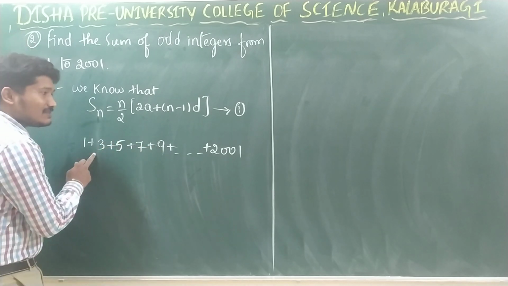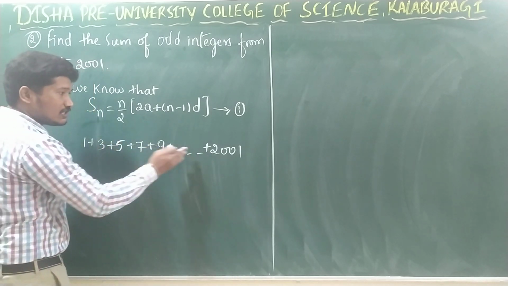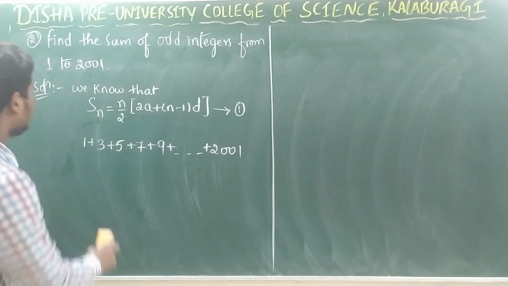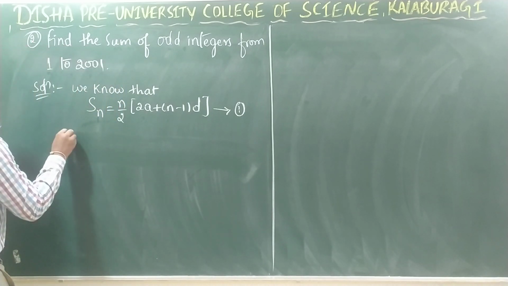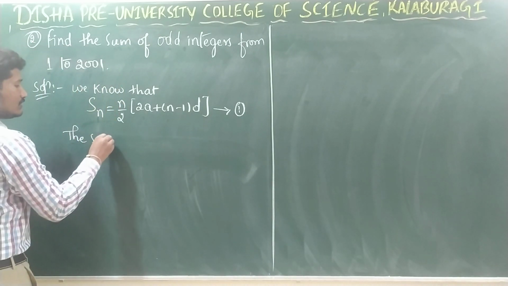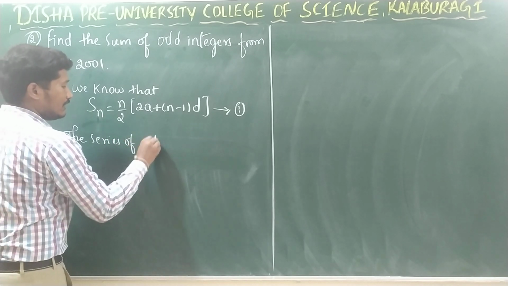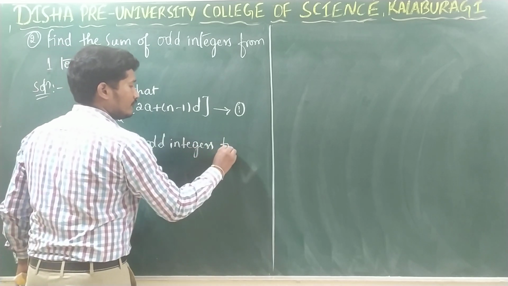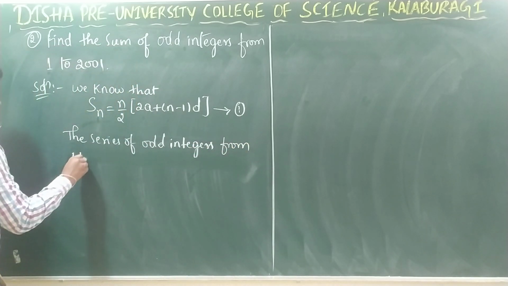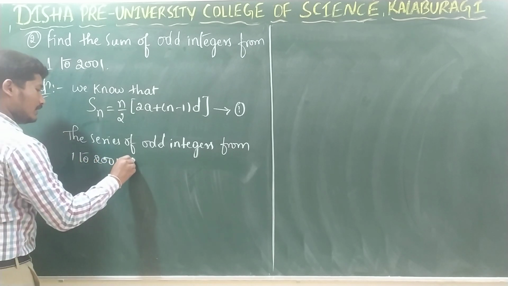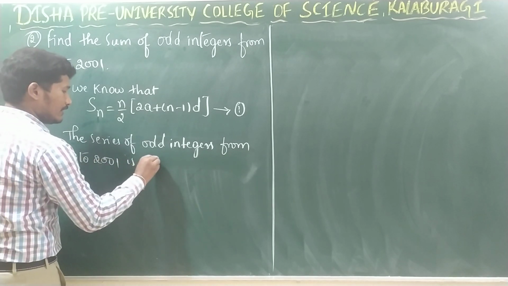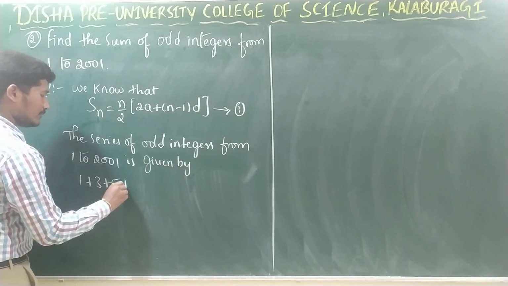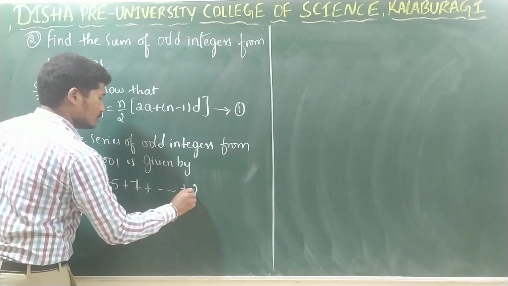Right? Now, this is a series. Right? I have told you this expression is a series. Right? So now let us calculate the sum. The series of odd integers from 1 to 2001 is given by. So how will we write that? 1 plus 3 plus 5 plus 7 plus so on plus 2001.